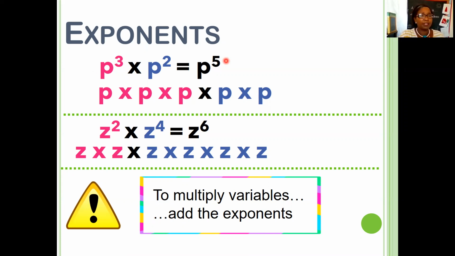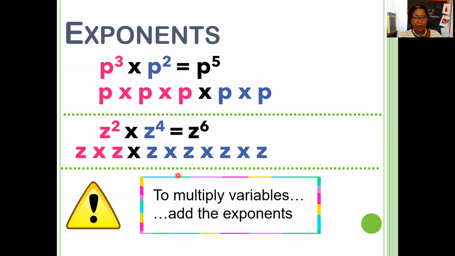How did that happen? Let's look at the next one. This first exponent is 2. The second exponent is 4. And the resulting exponent is 6. How did we use 2 and 4 to get 6? If you said add, you are absolutely correct.